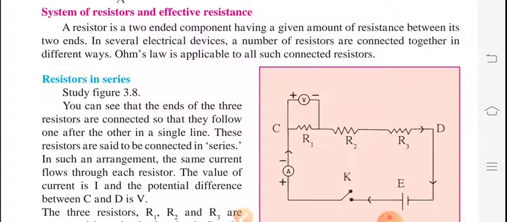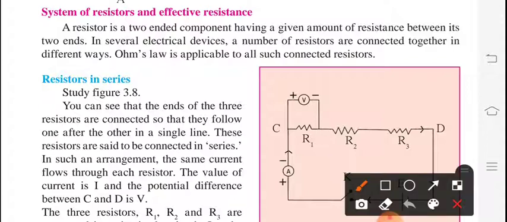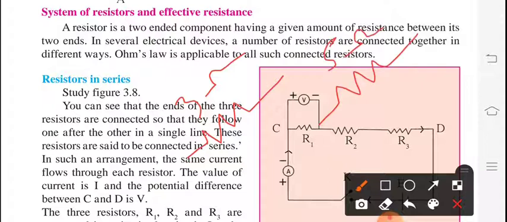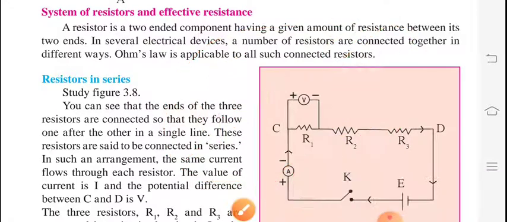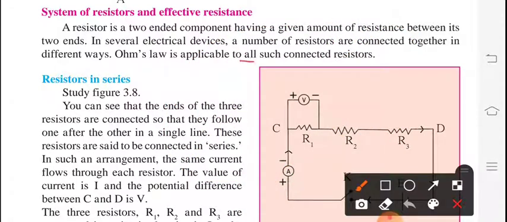we need a resistor, we have different amounts of resistors. Suppose one resistor has a value of 3 ohm, another resistor has a value of 5 ohm, but we need a resistor which has 8 ohm value, but we don't have it. So we can merge these two resistors and we will get an 8 ohm resistor. So this will come with the effective resistance. So Ohm's law is applicable to such types of connections.